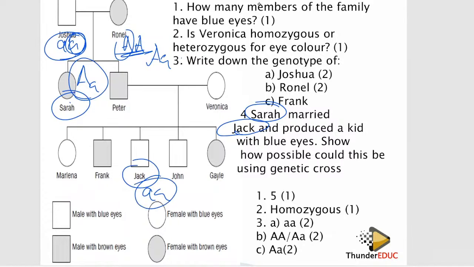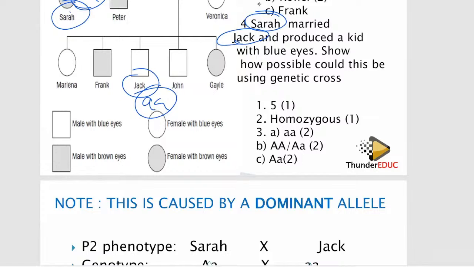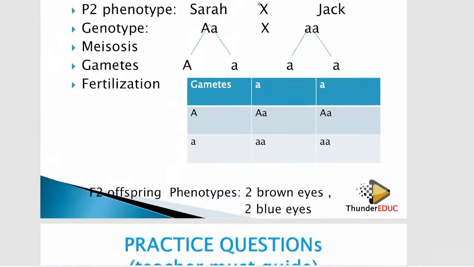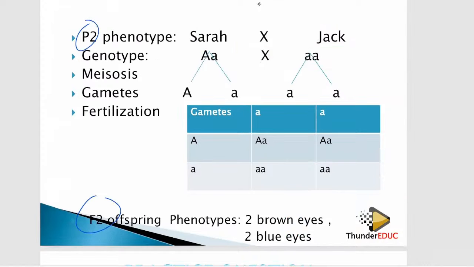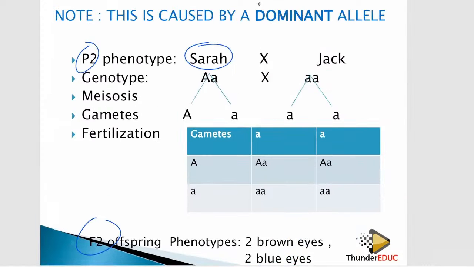Then you have to do a genetic cross, P1, F1. But because now this is not the first generation, it is the second generation, I am going to use P2, F2. Are you getting it? Yes, so that's why here we are seeing P2 and then F2. So now you do Sarah married Jack, and then this is heterozygous, and this is homozygous recessive.